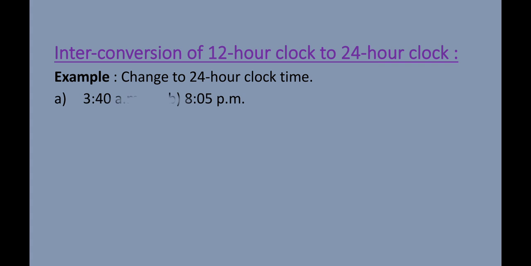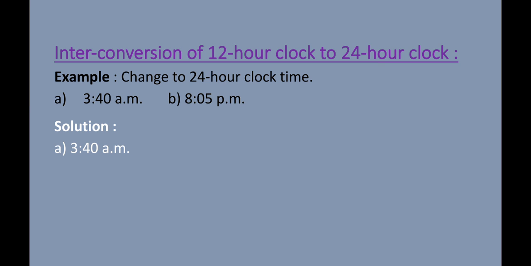Next one is interconversion of 12-hour clock to 24-hour clock. First we'll discuss an example. Change to 24-hour clock: 3:40 a.m. and the second one is 8:05 p.m. So for the solution, here the times are given in 12-hour clock, and we have to convert them to 24-hour clock.